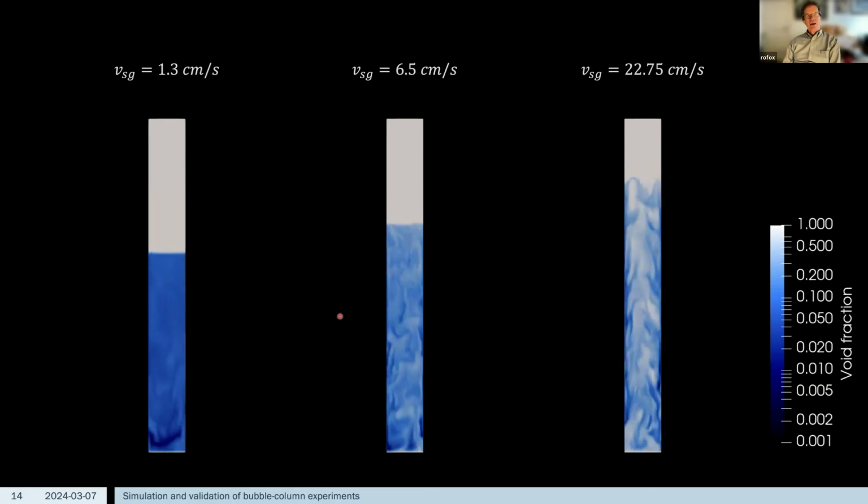And then when you cross over to the heterogeneous regime, you start seeing regions, the white regions, where you have relatively large volume fractions, so bubbly flow going up very quickly, and then you start seeing these packets coming down at the wall where the void fractions are small.